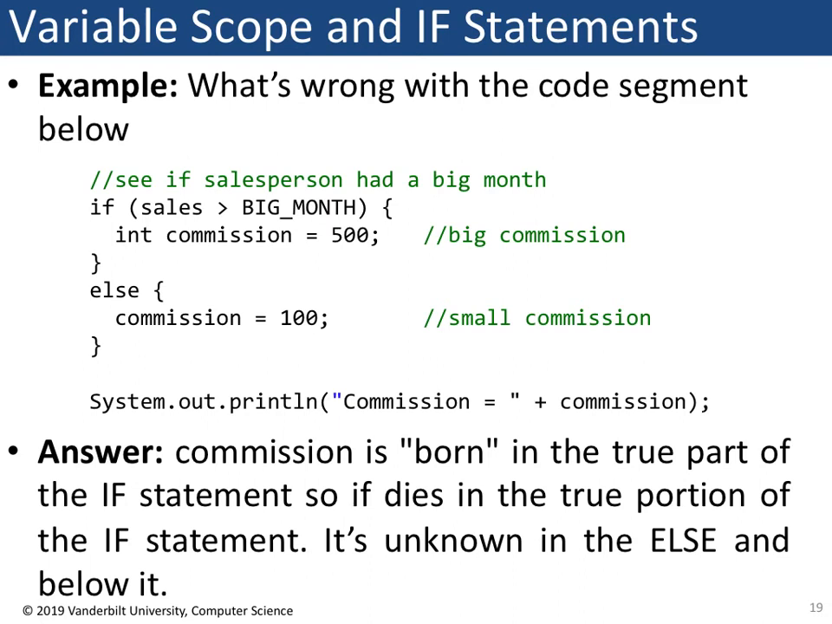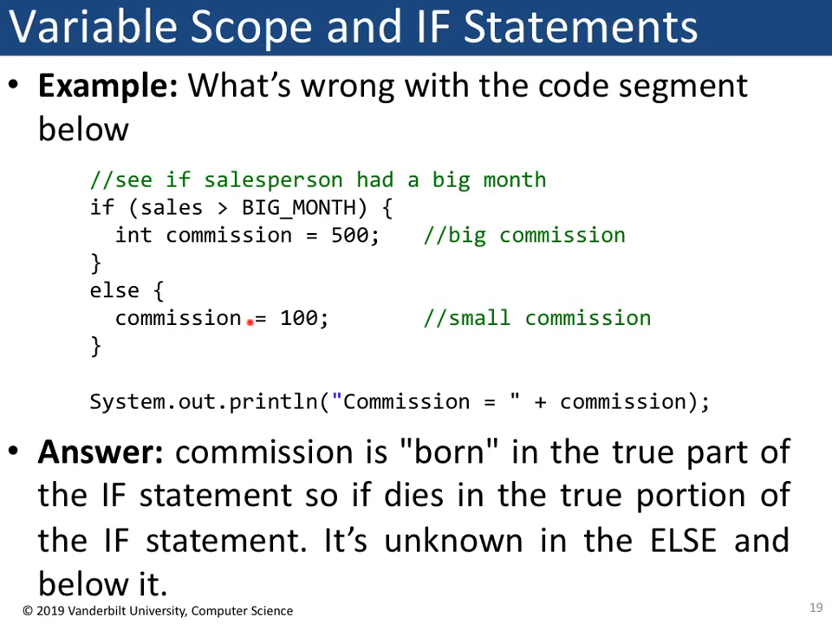There's actually a further problem as well. The variable commission is used in the else, but there's a possibility in which sales is less than big month. In this case, commission has never been declared because we were going to declare it inside of the if statement. So this doesn't work. We would have to declare this variable separately, int commission, to be able to make use of it here. However, the same issue is going to occur.